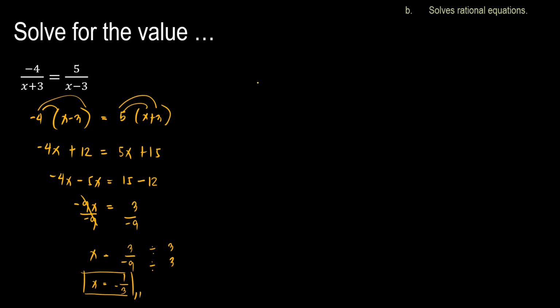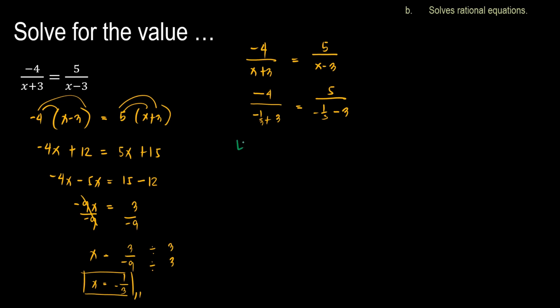Okay, so now let us check whether our root or solution is correct. By using the substitution method, we have negative 4 over x plus 3 is equal to 5 all over x minus 3. So let's substitute 1/3: negative 4 over negative 1/3 plus 3 is equal to 5 all over negative 1/3 minus 3. Okay, first thing na gagawin natin is simplify the denominator.